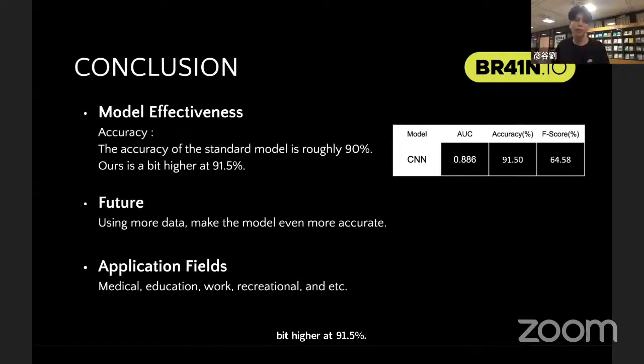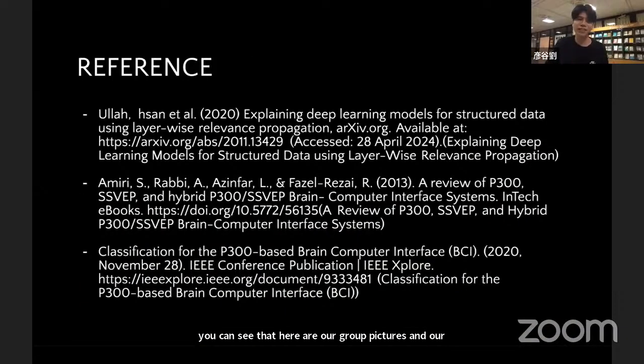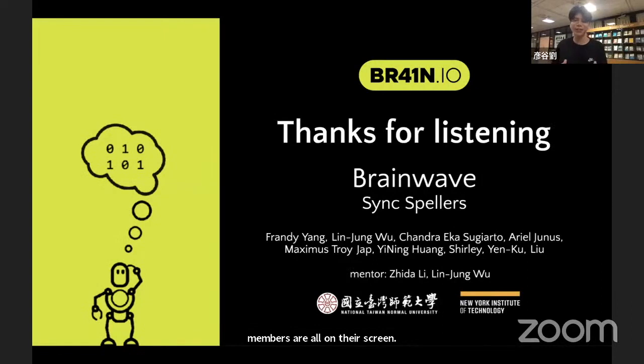We wish that we can use more data to make the model even more accurate. The last one is about the application fields. We're really excited about fields such as medical, education, work, etc., because we definitely believe that BCI is one of the best ways to connect the world. We're really excited about doing this project. Here are our group pictures, and our members are all on the screen. Here are some references. I think that's all for today's presentation, and I hope you enjoyed it.